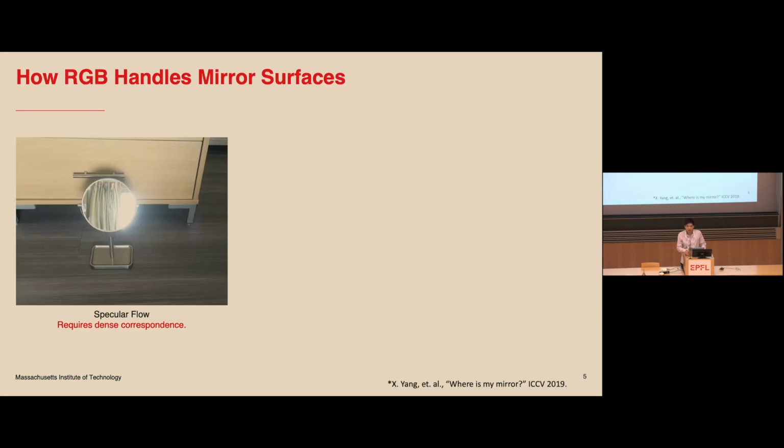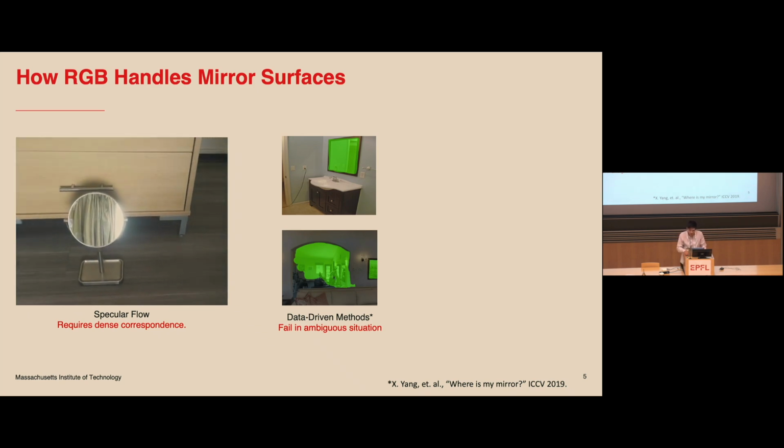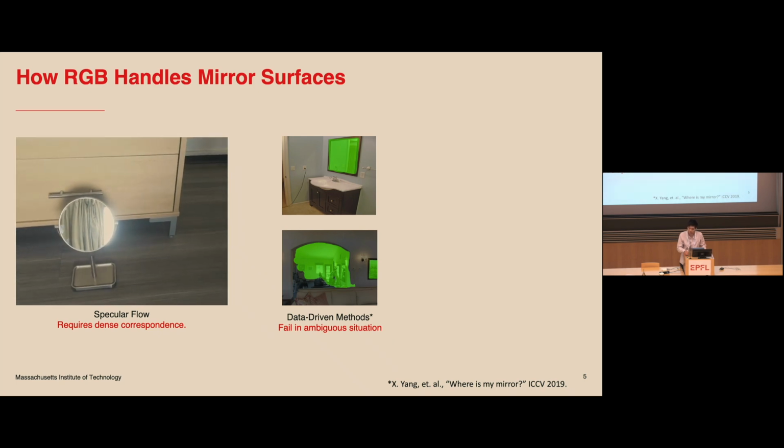So what other techniques are used to deal with mirrors? For RGB, one way is using specular flow. Specular flow might use cues such as the reflection inside the mirror moving in a different direction from the background, but it requires dense correspondence. Other data-driven approaches might use cues like the frame, but they might fail in ambiguous cases such as a doorway.